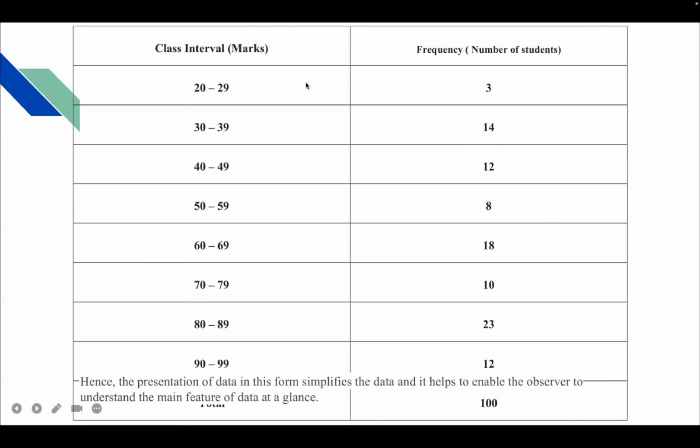So now for this case, we have class interval marks and we have frequency, number of students. So using that method of lower class and higher class, you realize that the numbers that fall between 20 to 29 are 3. Numbers that fall between 30 and 39 is 14. The numbers that fall between 40 and 49 is 12. The numbers that fall between 50 and 59 is 8. The number of observations between 60 and 69 is 18. Number that fall between 70 and 79 is 10. Number that fall between 80 and 89 is 23. And number that fall between 90 and 99 is 12. And to show that this is correct, when you add everything together, you get the total number of students, which is 100.